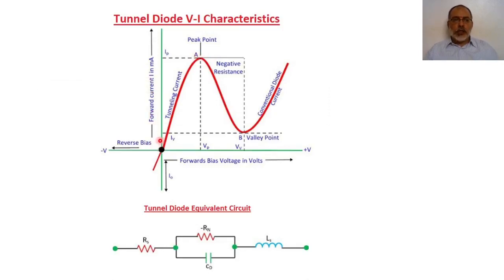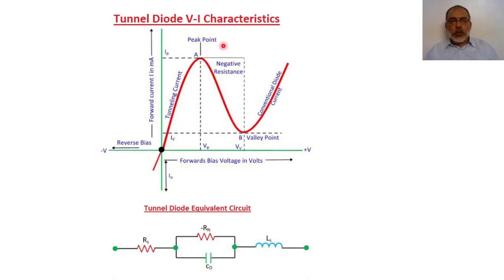So in conclusion, the IV characteristic of the tunnel diode is, at the beginning, we have tunneling current, and we reach a peak point at a voltage V peak at point A. After this peak point, we have a negative resistance region until a valley point, where the tunnel current is decreasing by increasing the applied voltage until the tunnel current vanishes completely, and then we have the conventional forward current.